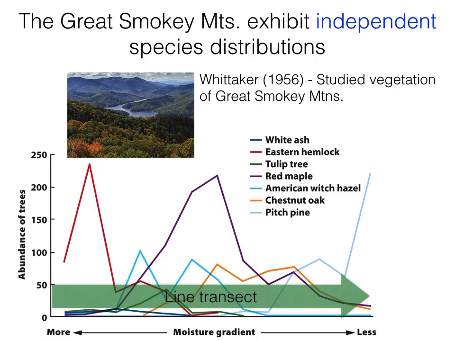And Whittaker also took samples across quite a number of other gradients and with the same results. From these data, what you can see is that each species, again, had its own distinct pattern of increases and decreases in abundance over this gradient.